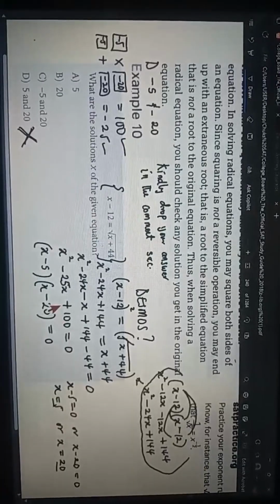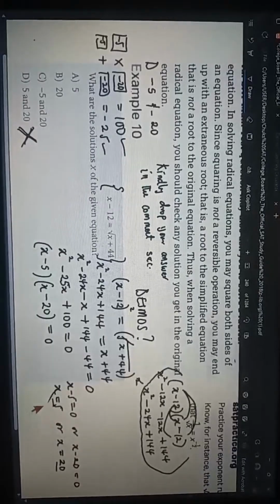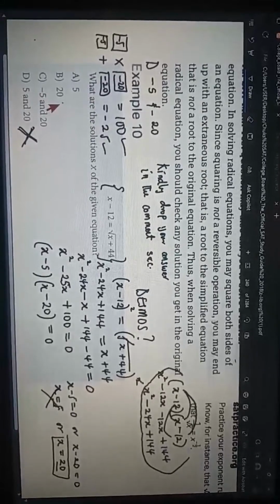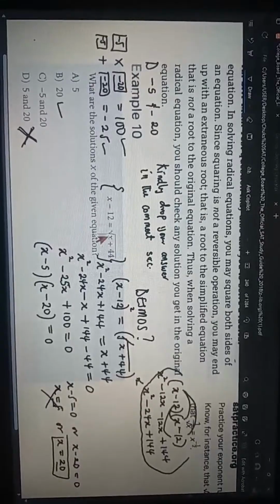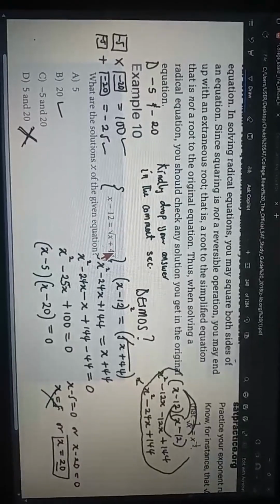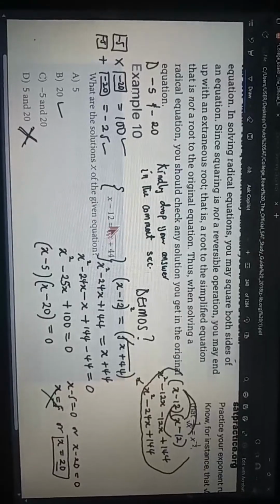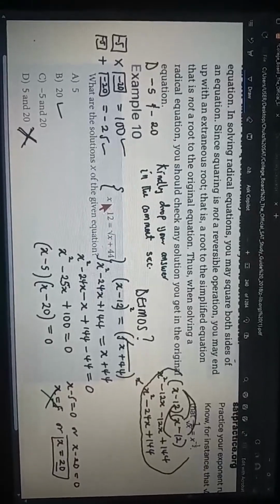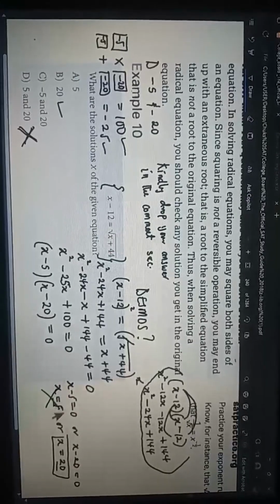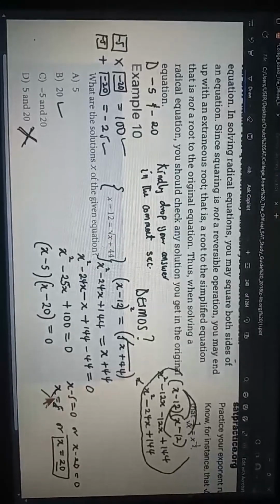So whenever you square both sides as the first thing in solving an equation, make sure you always do a check. When you do a check, you'll find out that 5 is not correct and 20 is the correct answer. So the answer is going to be option B. Doing the check means plugging 5 into this equation and seeing if the left-hand side equals the right-hand side. Then plug in 20 for the value of x in this equation and see if the two sides are equal. So 20 will be the correct answer and 5 will be wrong.